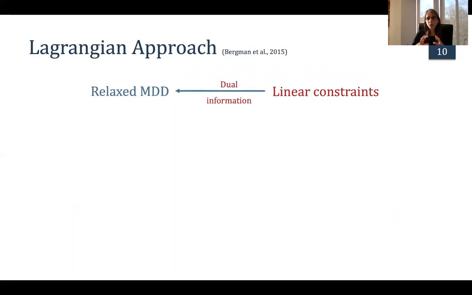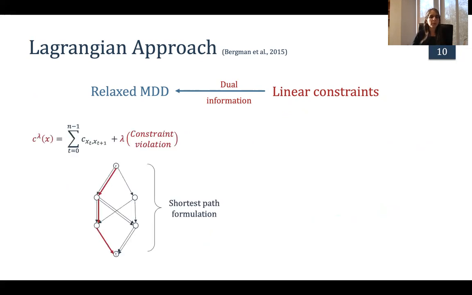In addition, we want to strengthen our DD relaxations using linear constraints. And how we do this is that we introduce them as dual information to the decision diagram. So what we're going to do is that we have our normal objective function, but we're also going to add some penalties when we violate certain constraints on the path of the decision diagram.